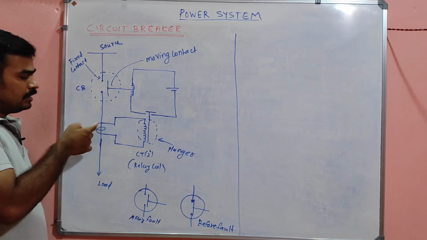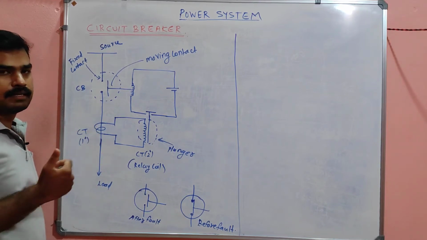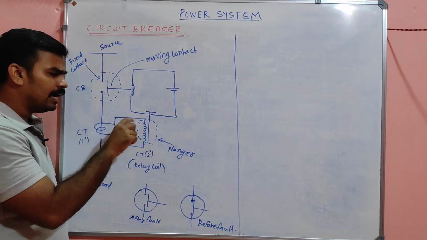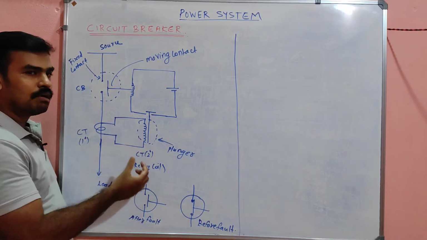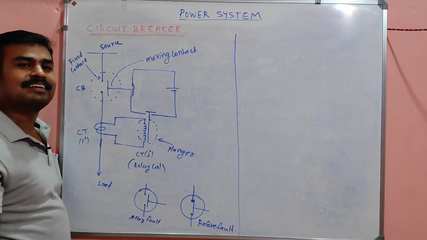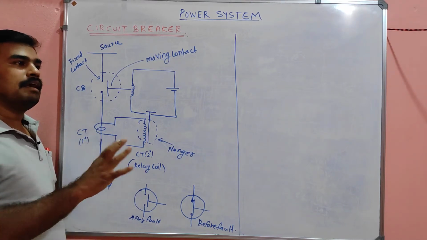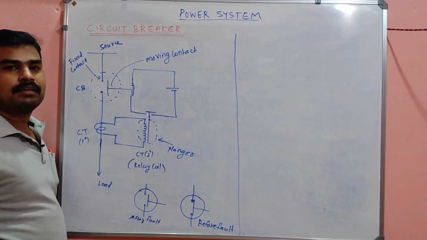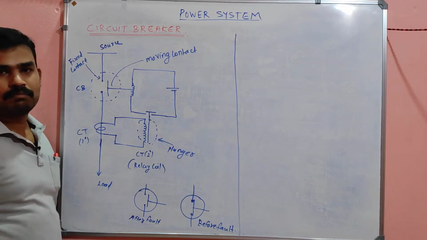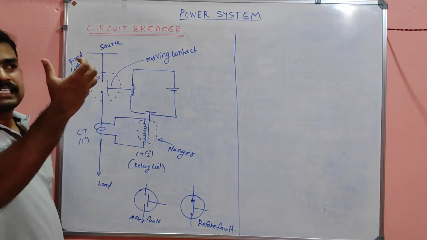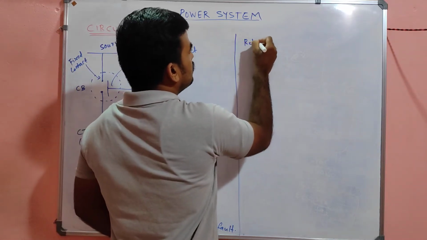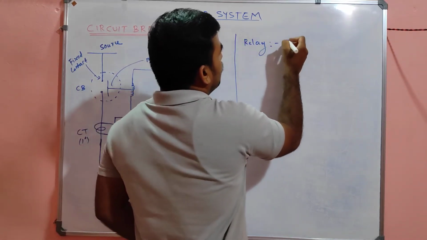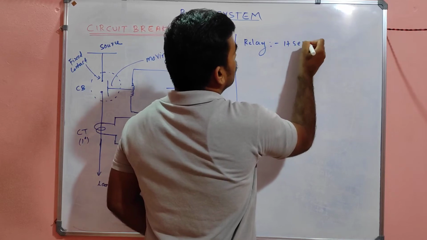And in the load line, that means the line of this connection, the primary winding of the CT is connected, and of course the CT has a secondary winding. That CT secondary is called the relay coil, my dear. Relay means simply a coil. The function of the relay is nothing but it senses the fault.